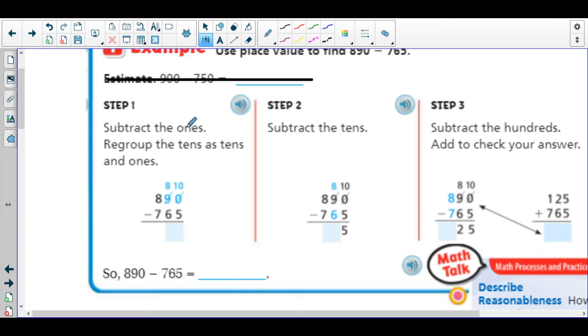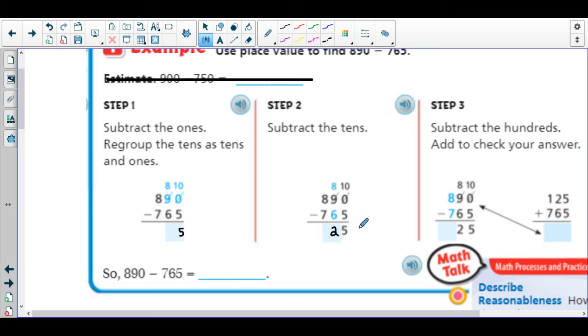So subtract the ones, regroup. I cannot take 5 from 0, so I need to borrow 1 and add 1. Borrow from my neighbor, add 1 right here. That gives me 5. And then this next step right here that we would do, can I take 6 from 8? Well, that one I can. All right, the top number is bigger than the bottom number, so I don't need to borrow. So that just stays a 2.